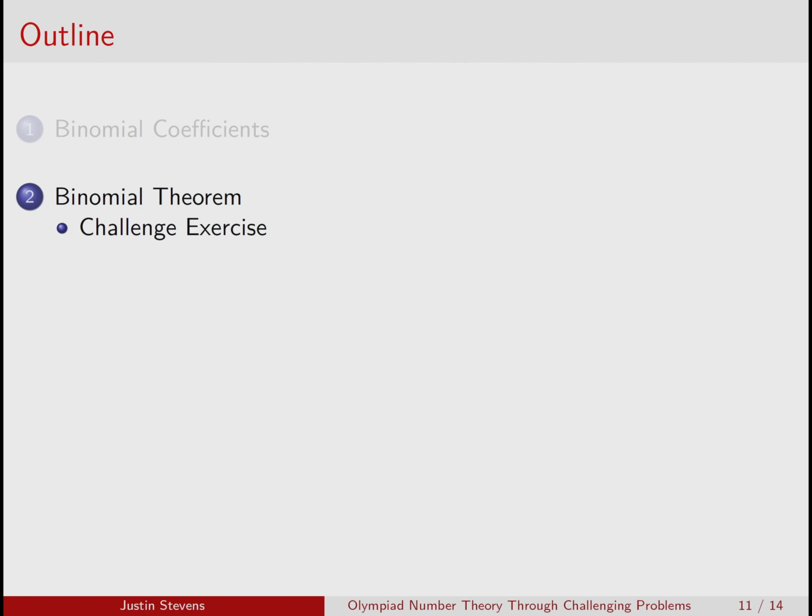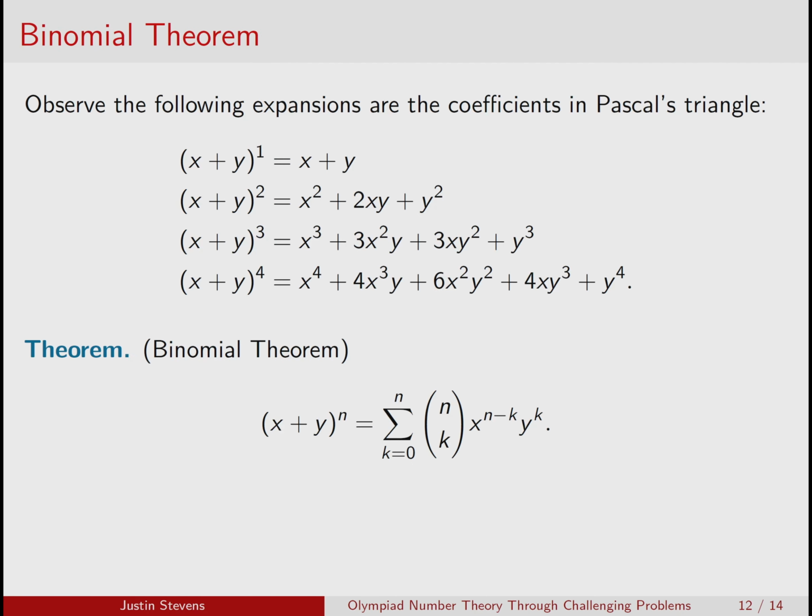We're now going to see the binomial theorem. And we can observe the following expansions are the coefficients in Pascal's triangle. So x plus y to the first power is equal to x plus y. x plus y squared is equal to x squared plus 2xy plus y squared. x plus y cubed is equal to x cubed plus 3x squared y plus 3xy squared plus y cubed, and so forth. And these coefficients, 1, 1, 1, 2, 1, 1, 3, 3, 1, 1, 4, 6, 4, 1, are all the coefficients in Pascal's triangle.